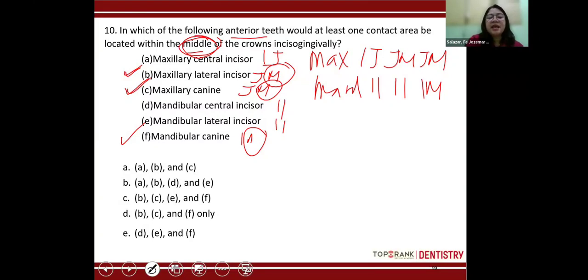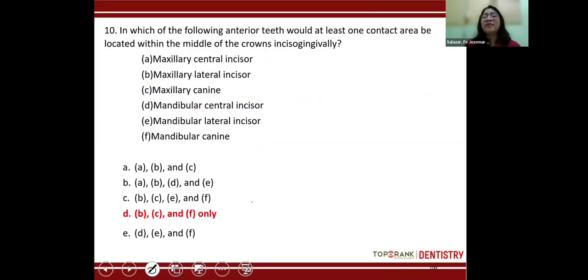B, C, F. Okay, ano dyan? Letter D. Yes, very good. B, C, and F. Diba? Medyo nakakalito when you're already applying it, but always stick to your mnemonics. Yan. Always stick to your rules.